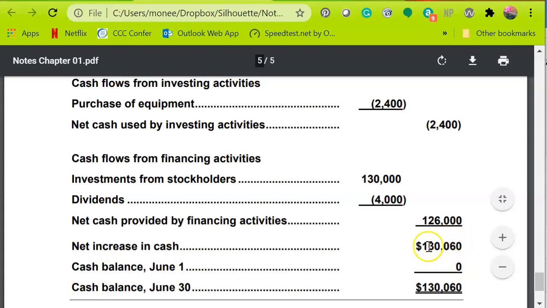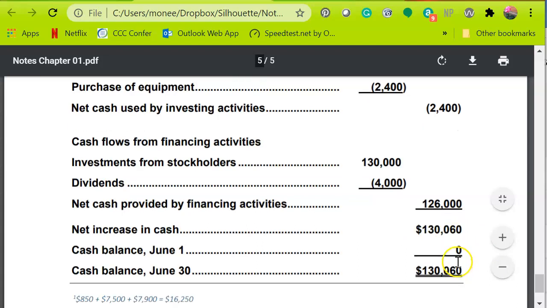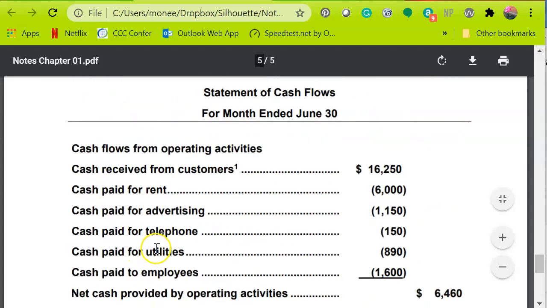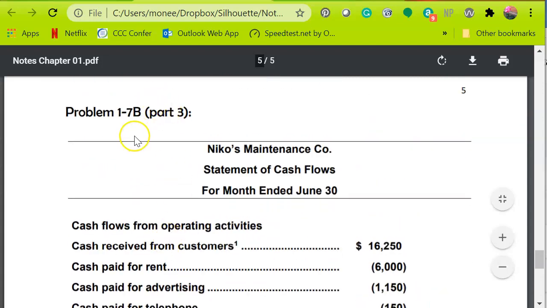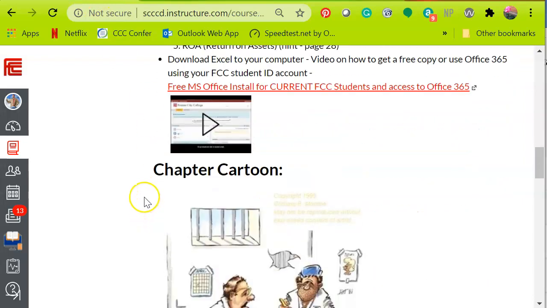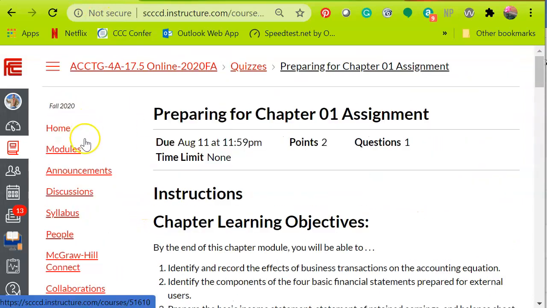If you take the net increase of all of these cash-related items added to the beginning balance, you will see that's how we get our ending balance. So the 0 plus the 130, this is the final number, and this is how this statement is prepared for problem 1-7B. We're going to use this information as our resource to complete the homework for Chapter 1.